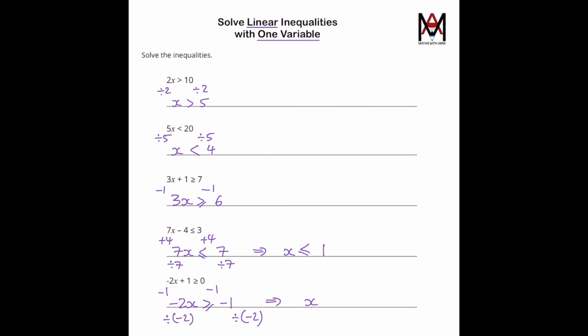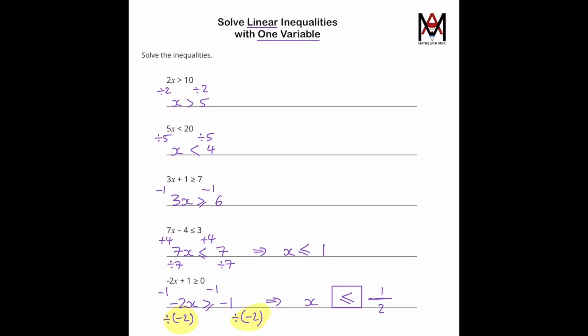And the right hand side, I'm going to leave the sign for the moment. The right hand side becomes negative 1 divided by negative 2, that will just be negative 1 over negative 2, which then becomes positive a half. So this is the same as positive a half, so we can leave it like this too. Now the inequality sign, back to that: because we divided by a negative number, the inequality sign changes direction.